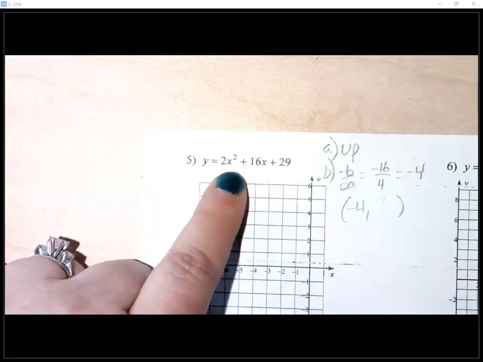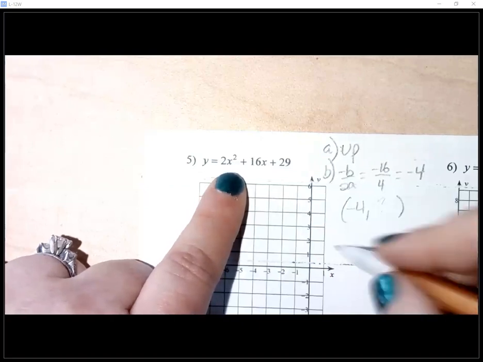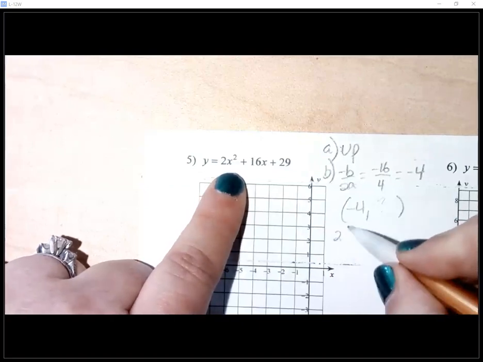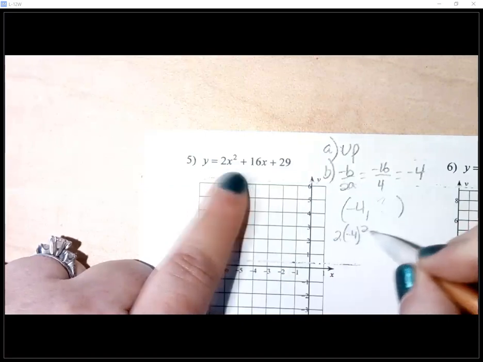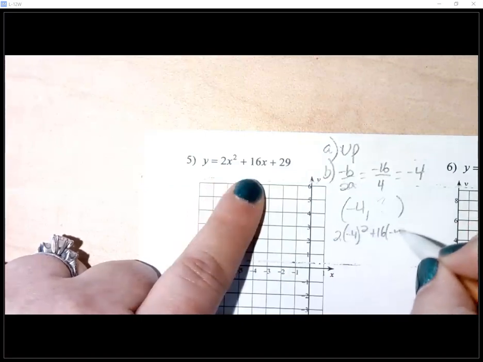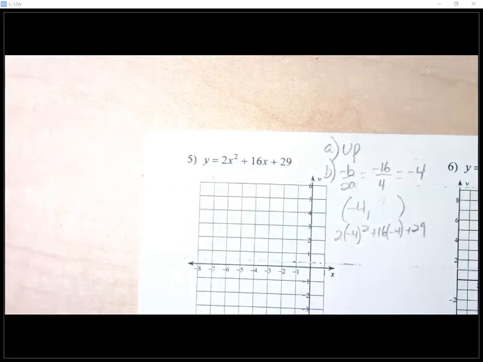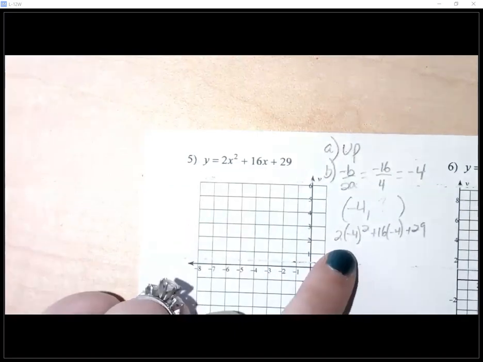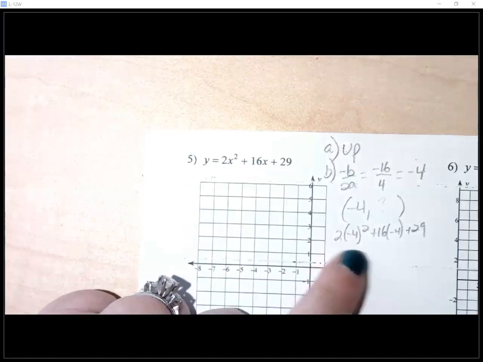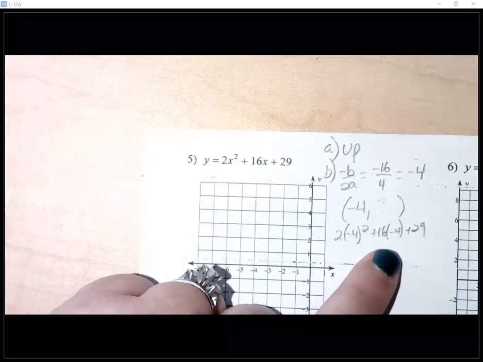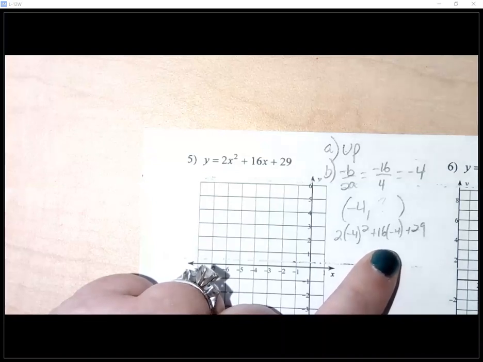So I can have the calculator do all the work for me, but that's all I'm doing. 2 times negative 4 squared plus 16 times negative 4 plus 29. So I'll just grab my calculator real quick. It'll tell me what that is. I got negative 3. Did you?